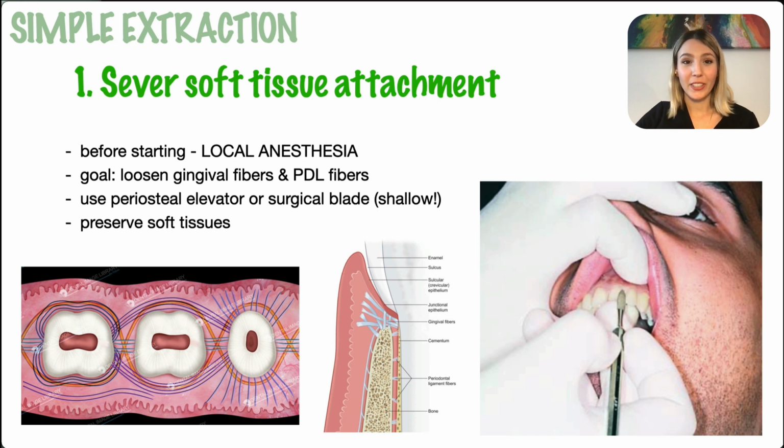So first things first, when a tooth has been decided to be taken out, we have to anesthetize the patient. This might be obvious, but it is very important. So after that, our goal is to loosen the gingival and PDL fibers. And this can be done using a periosteal elevator or even a surgical blade. But be careful not to go too deep with the blade.